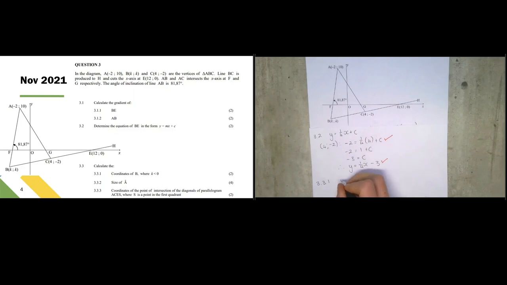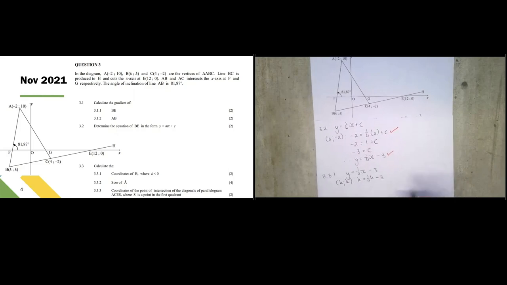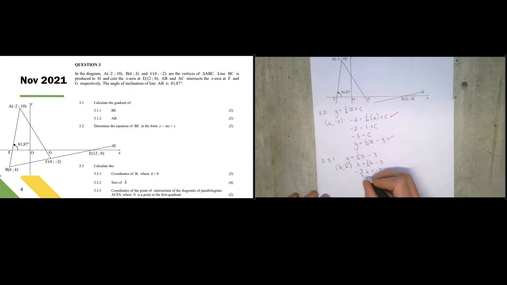We know the equation of the line BE, y is equal to 1/4 x - 3, so I'm going to substitute in k. So k is equal to 1/4 k - 3. If I start solving this, I will get -3/4 k is equal to -3. If I divide both sides by -3/4, k works out to be -4. So B is the coordinate -4, -4. Check if you are correct.